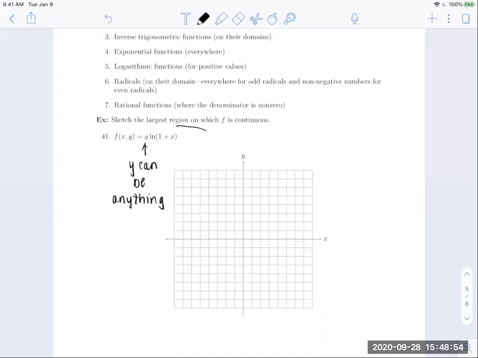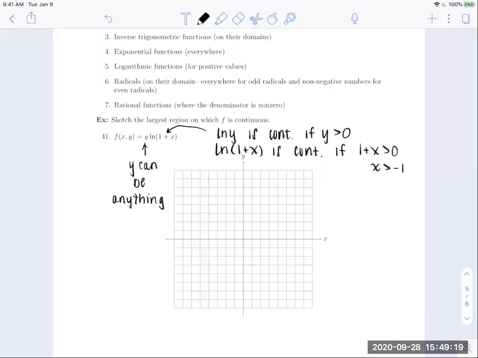But let's take a closer look at this natural log function. We know that the natural log of y is continuous if y is strictly greater than 0. So in the case of the natural log of 1 plus x, we know that it's continuous if 1 plus x is positive. In other words, if x is greater than -1. So y can be anything. x needs to be greater than -1.